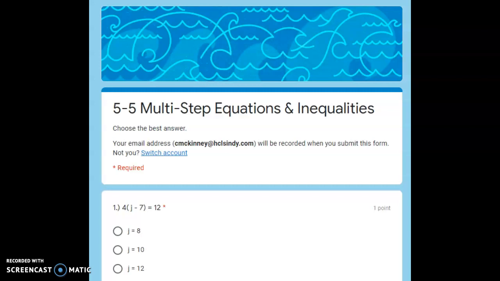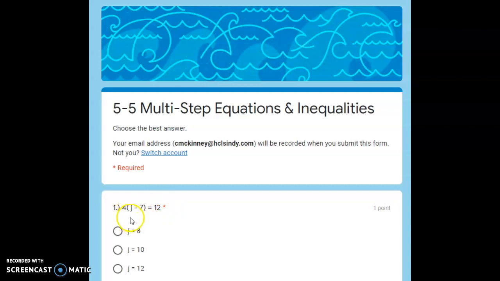We will go over some of these as we meet in our live session on Monday at 2:30, our regularly scheduled class time. Want to have you keep in mind that when you're working through these problems, you want to think of opposite operation. One of the things that I wanted to talk to you about today is, for example, in this first problem, number 1, the distributive property.